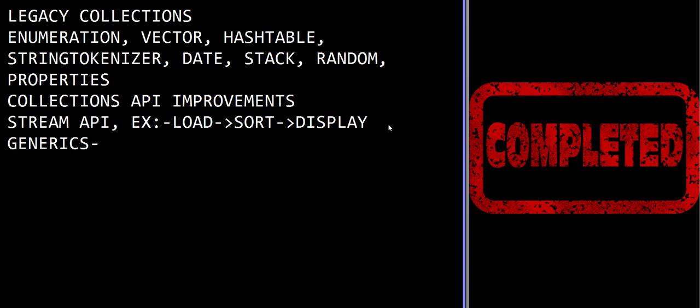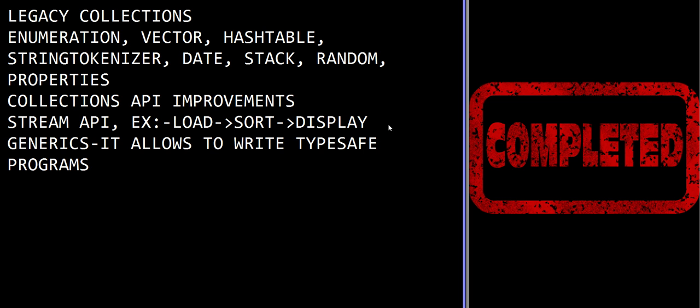So we have our last topic, that is generics. Generics allows us to write type safe programs. We can decide our data type while creating an object in the program. In the program we can decide our data types dynamically by using generics. That is about generics.